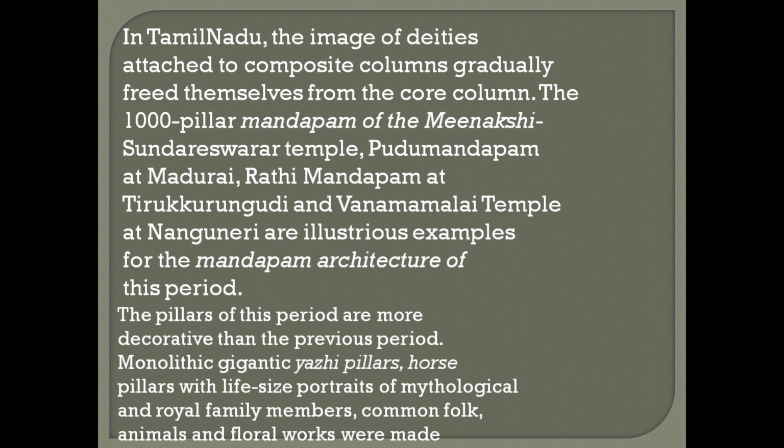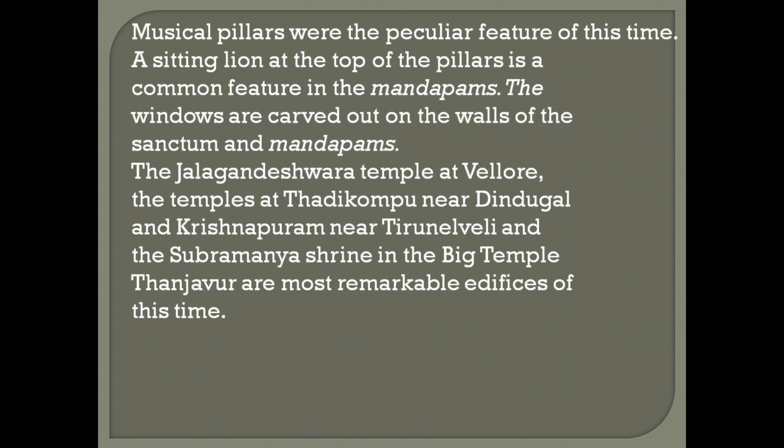Monolithic, gigantic yali pillars and horse pillars with life-size portraits of mythological and royal family members, common folk, animals, and floral works were made. Musical pillars were the peculiar feature of this time. A sitting lion at the top of the pillars is a common feature in the mandapas. The windows are carved out on the walls of the sanctum and mandapas.